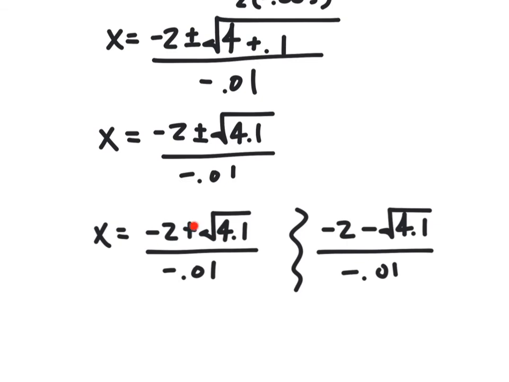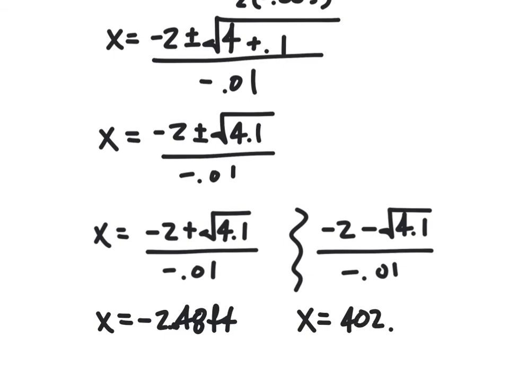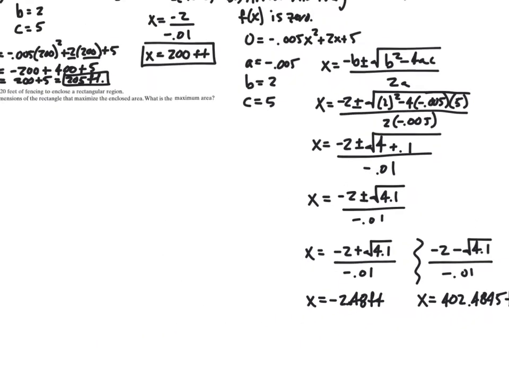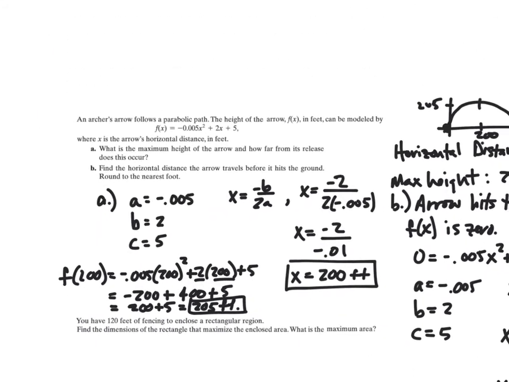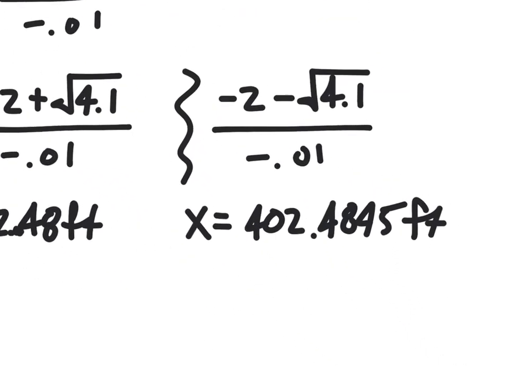Okay, so I plugged this one into the calculator. I just used Desmos to do that. And so I get x is equal to negative 2.48 feet, okay, which is going to be the one that we're not going to use. So let's do the other one, and let's do minus. And that's going to be that x is equal to 402.4845 feet. Now, they wanted us to round to the nearest foot, okay?